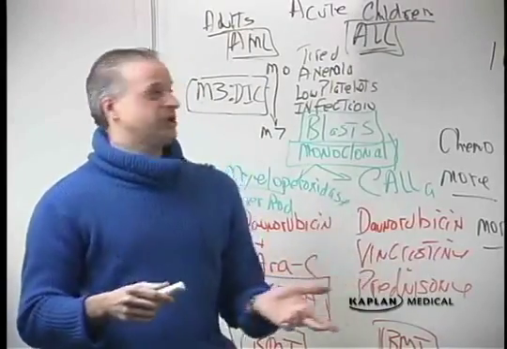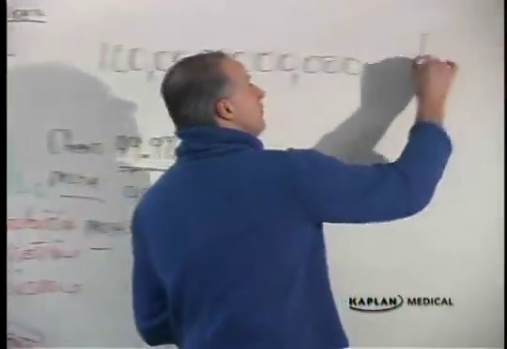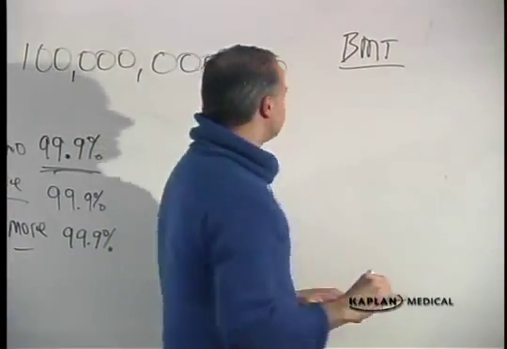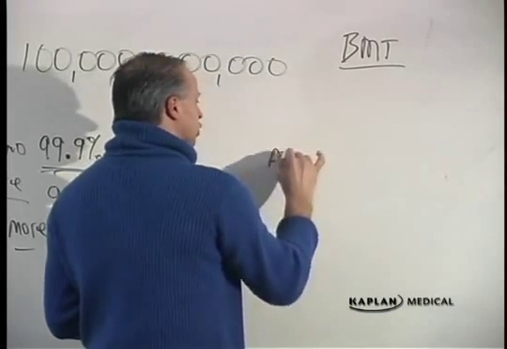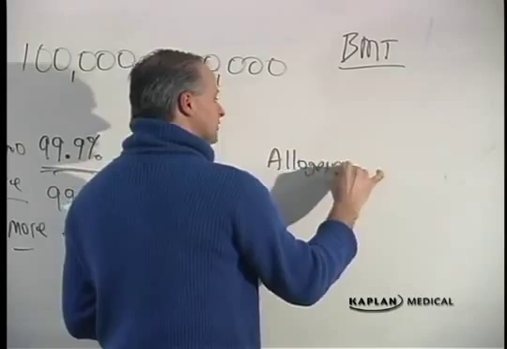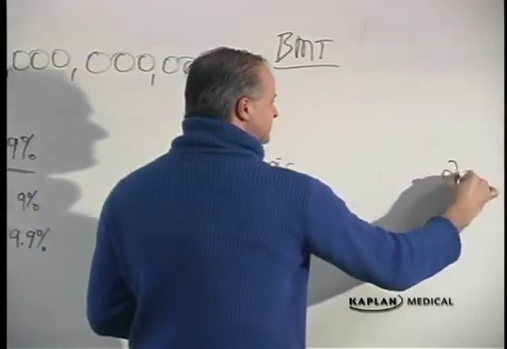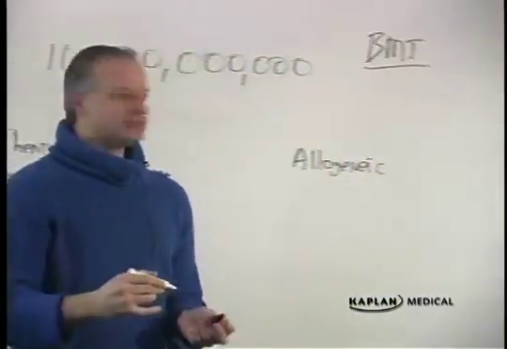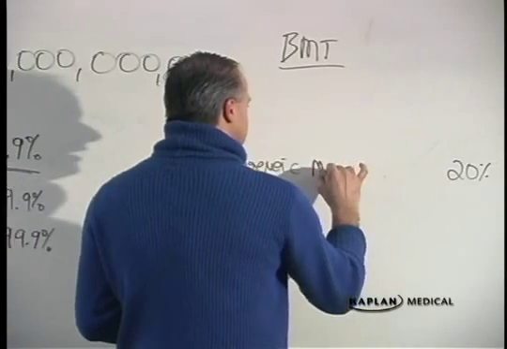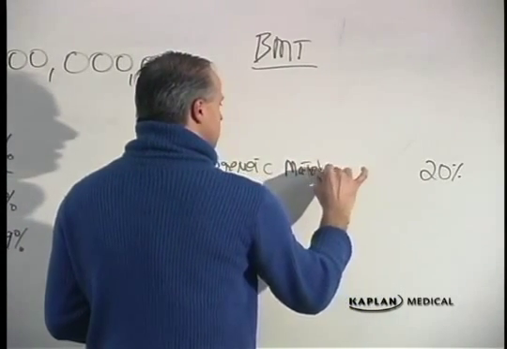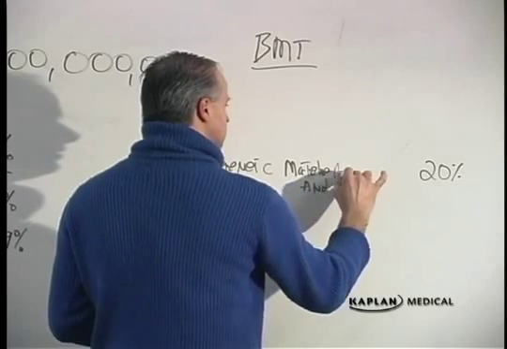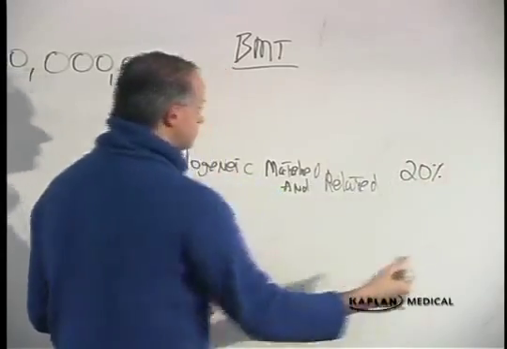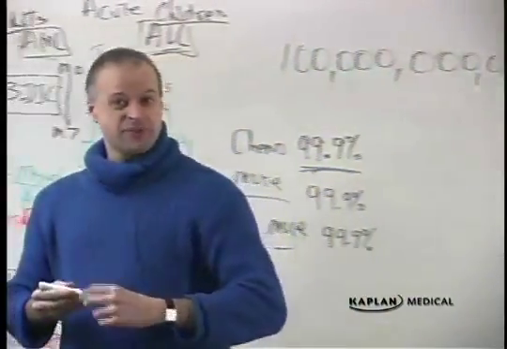What I don't want is to get transplanted unnecessarily. Bone marrow transplantation is no walk in the park. The mortality on an allogeneic transplant is somewhere like 20%. And that's if you're matched and related. Matched and related to the donor? You still have a 20%, 30% chance of dying. One out of five people?